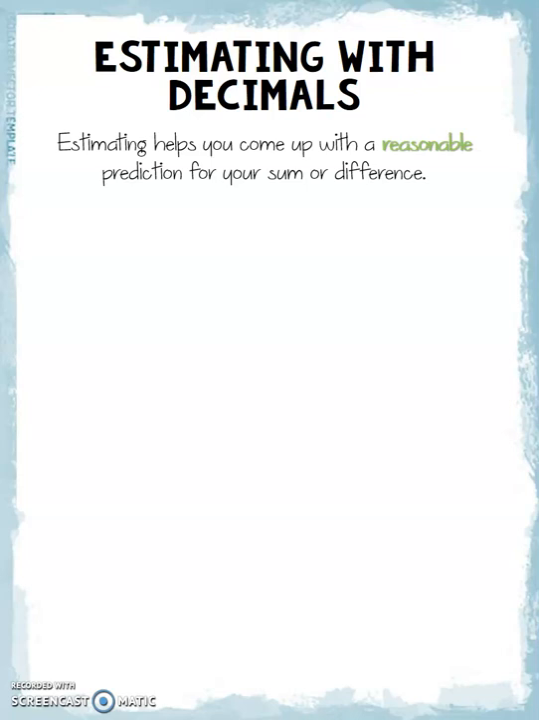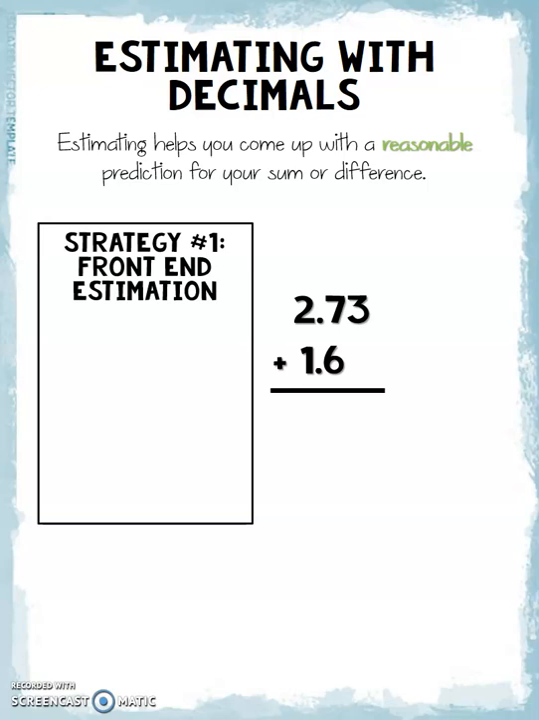And speaking of strategies, I have two suggestions for ways that you can estimate with decimals. So let's look at the example 2 and 73 hundredths plus 1 and 6 tenths. The first strategy I'm going to suggest is something called front-end estimation. And front-end estimation is basically a fancy way of saying you're using some rounding skills. So the first thing you'll need to do is round to your greatest place value position. In both 2 and 73 hundredths and 1 and 6 tenths, my greatest place value position is the ones place.